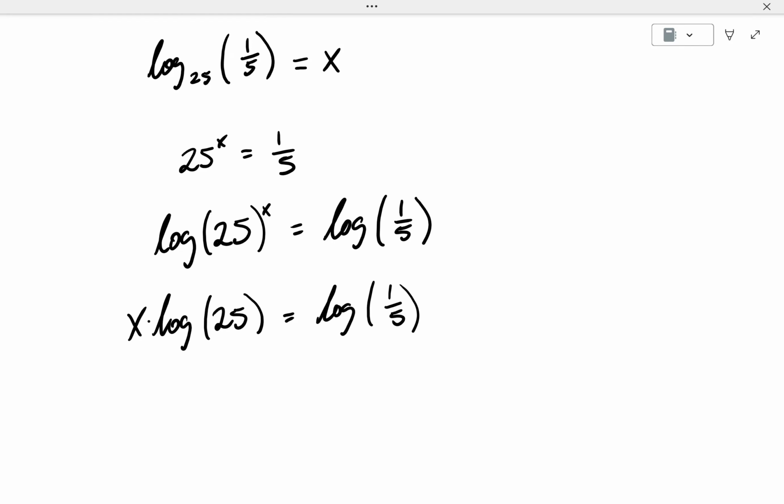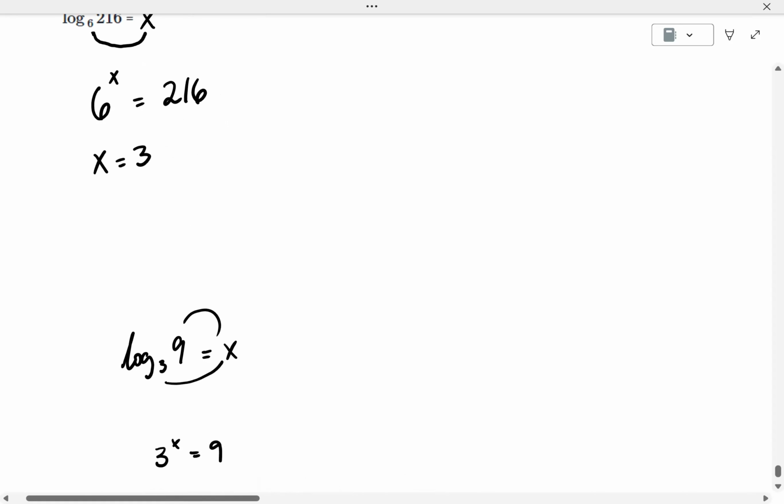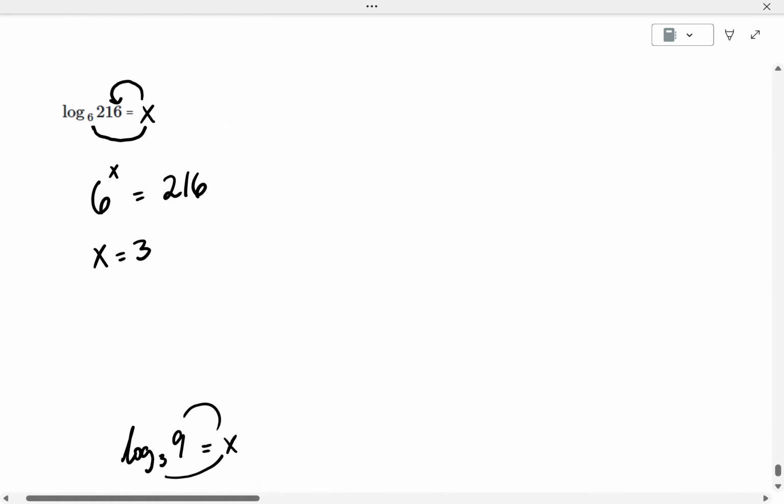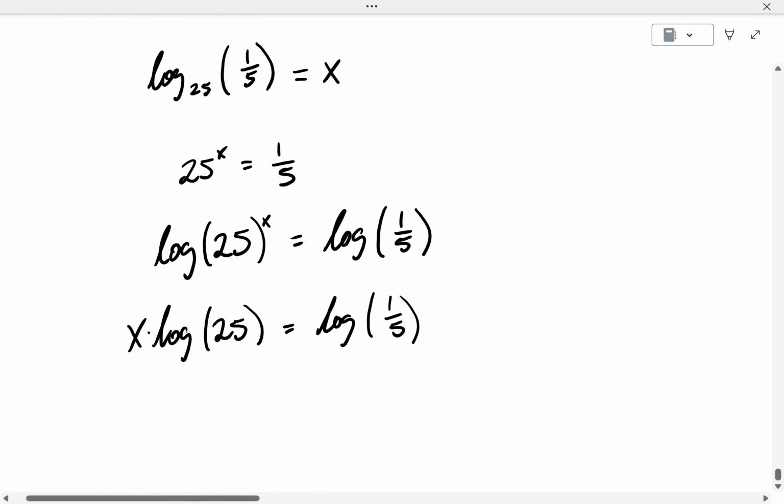You might be wondering, hey, we had this base 25 on this problem. The last problem we had base 3. The problem before that, the first one, we had base 6. You might be wondering, where's the base? Where did the base go on this? And if you notice that, that's a really good observation. Anytime we don't have a base on a log, it is implied that it's base 10.